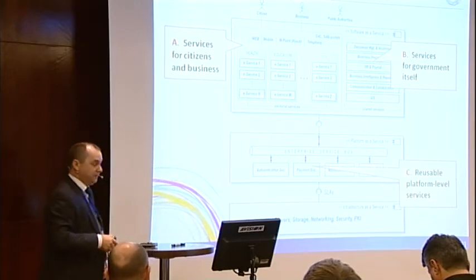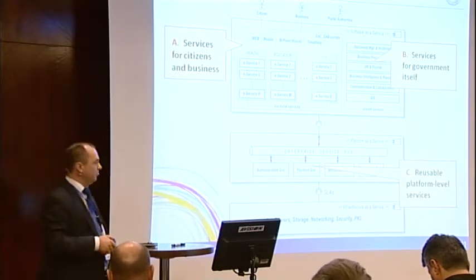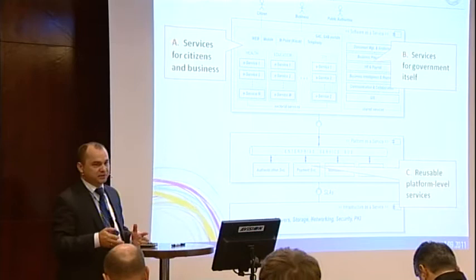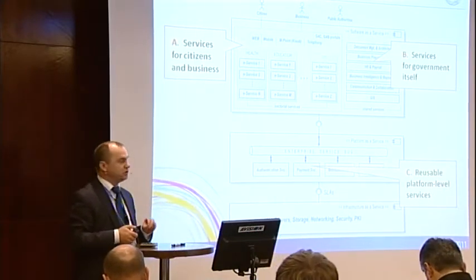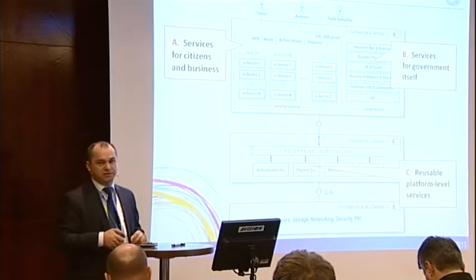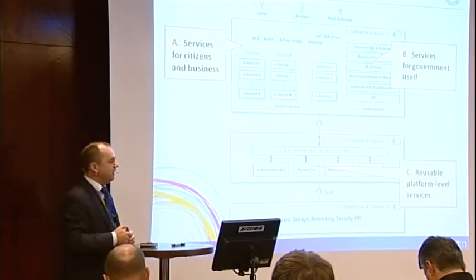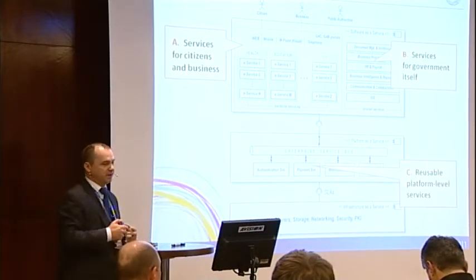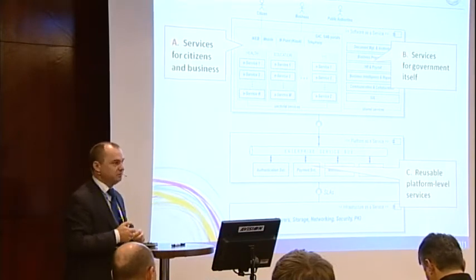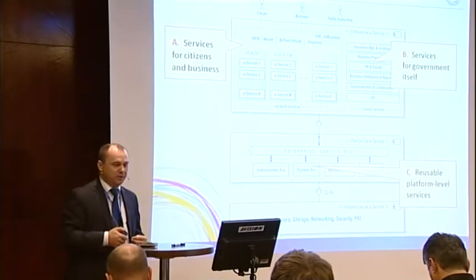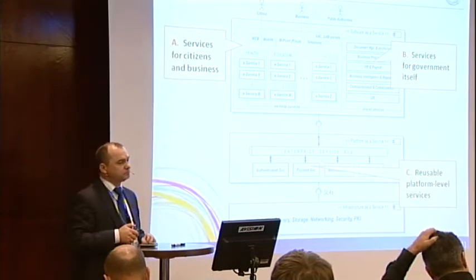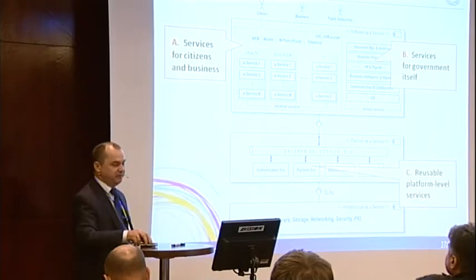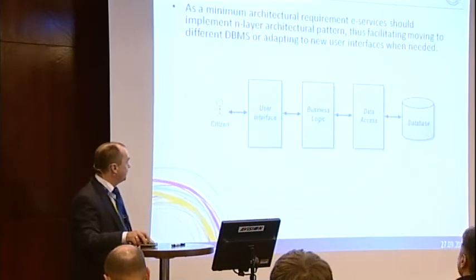So we have the third group of services, which we call platform level services or common services, which are elementary services used almost by any of the sectorial services. Here we have authentication and access control, we have payment, since most of the services will be delivered for a particular fee, and we have notification and journaling.